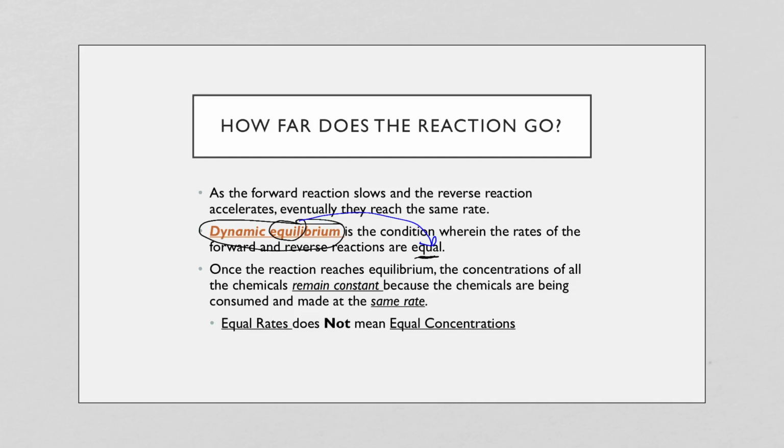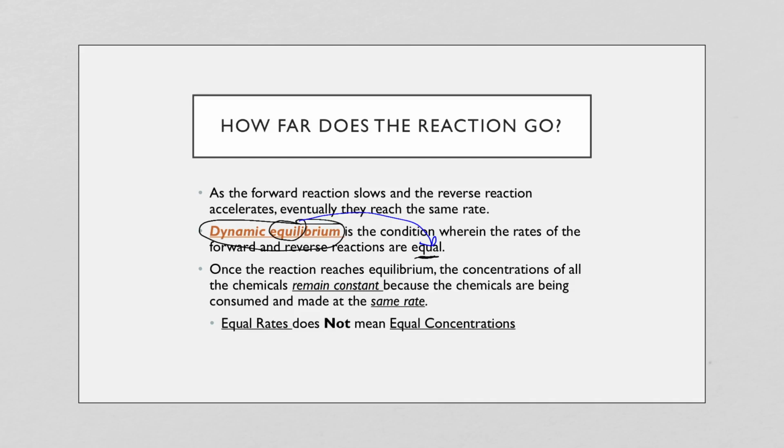Now, we use the term dynamic when we talk about equilibrium to emphasize the fact that this reaction is constantly occurring. It's just we don't see any measurable change in the concentrations because things are proceeding in the opposite directions at the same rate.